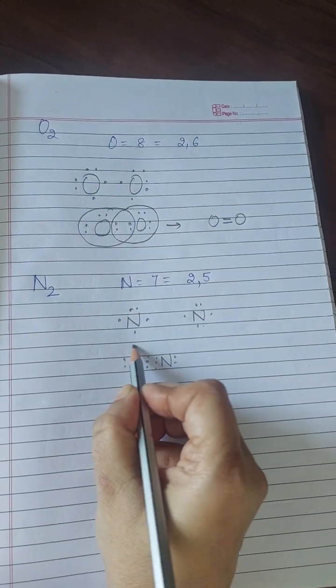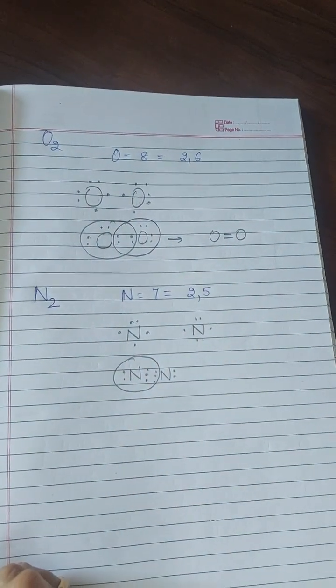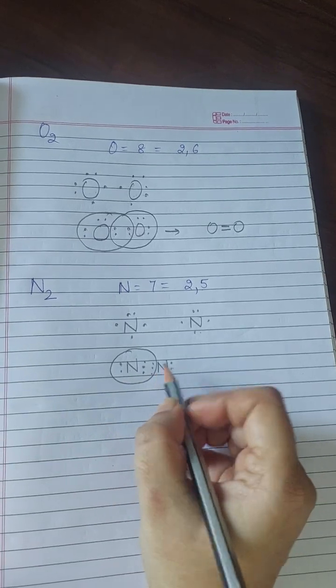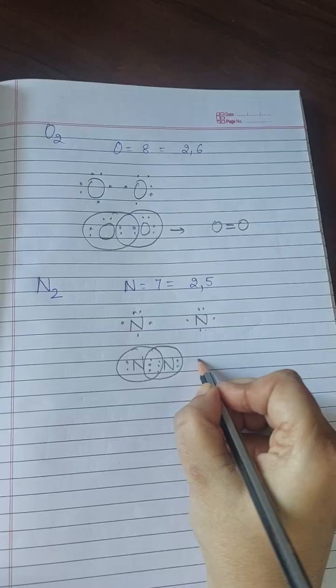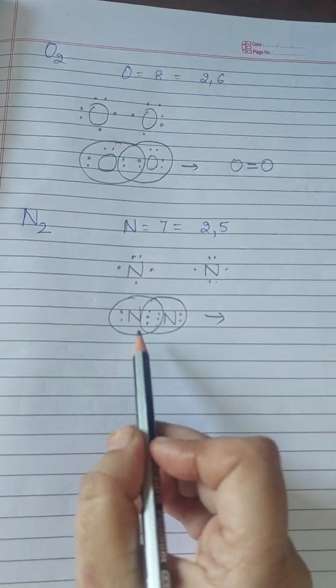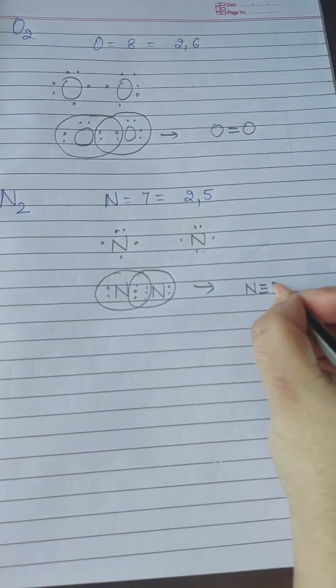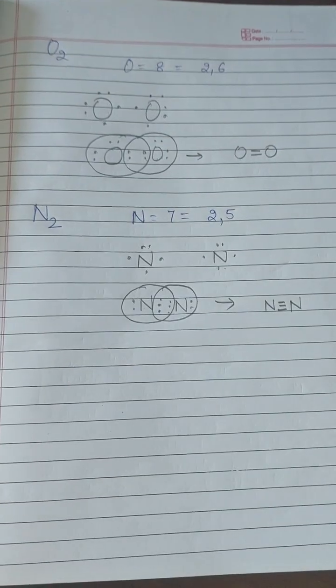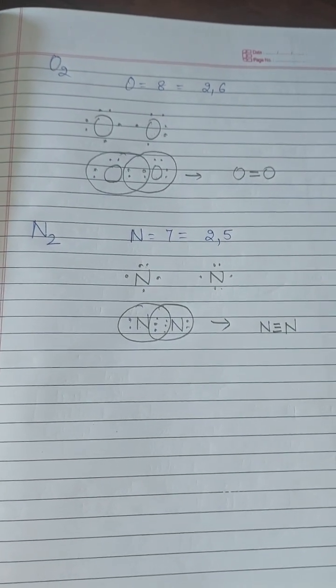This nitrogen will use these electron pairs and this nitrogen will use these electron pairs. Now, how many electron pairs are sharing them? 3 electron pairs. So, nitrogen will have triple bond in its molecule. Clear?